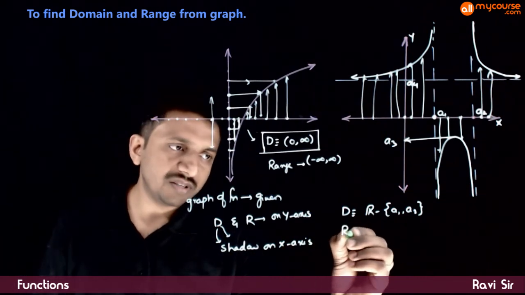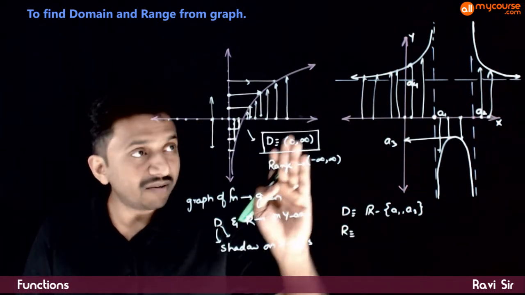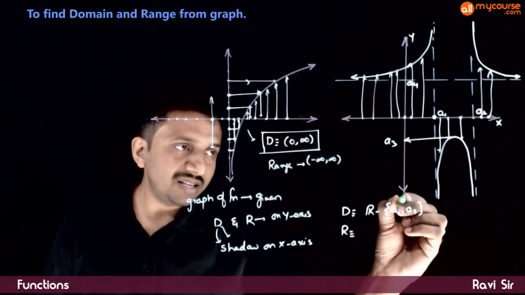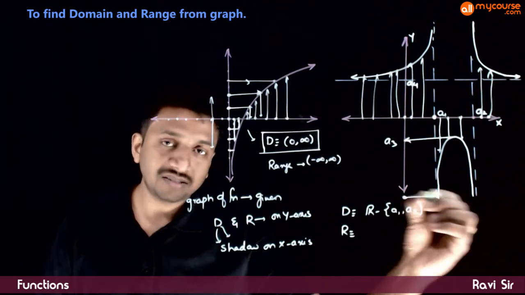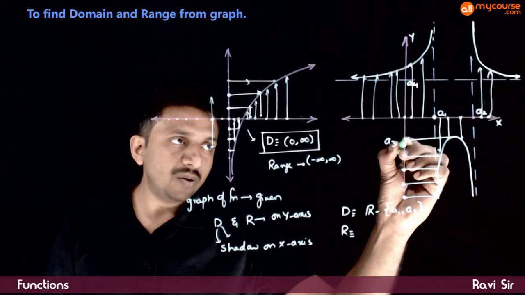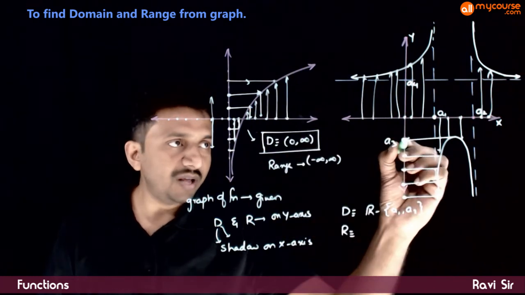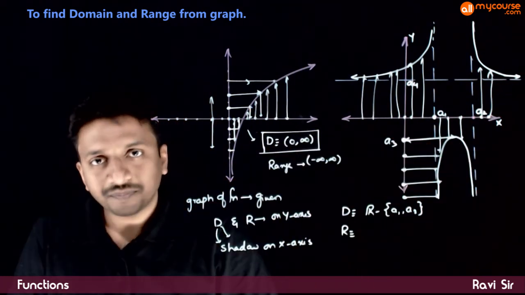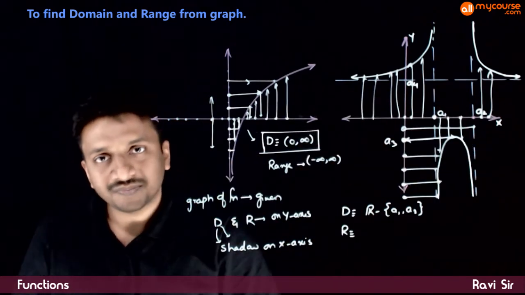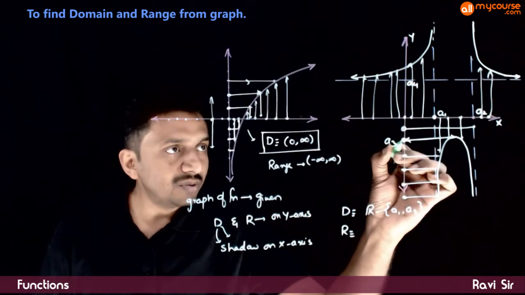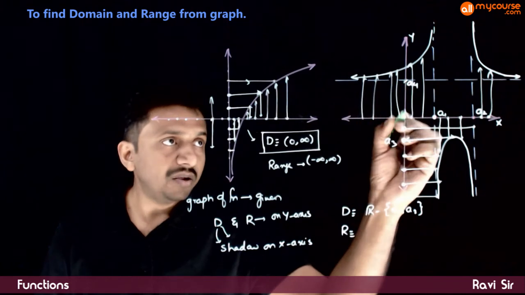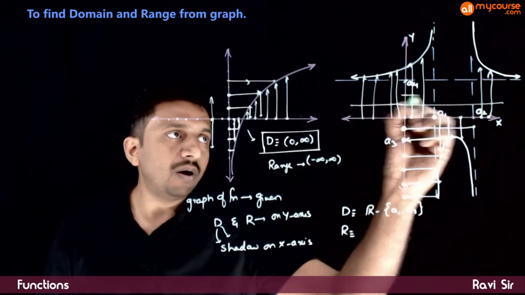Now what is the range of this? To find the range, you have to start from the y-axis and go horizontally. As you can see, if you start from minus infinity, you're getting some values of x corresponding to all these y's. And the boundary value is a3. Corresponding to a3, you're getting a value of y. If you go above a3, you're not getting any value of x. And it continues from a3 to a4. Between a3 and a4, you're not getting any value of x.